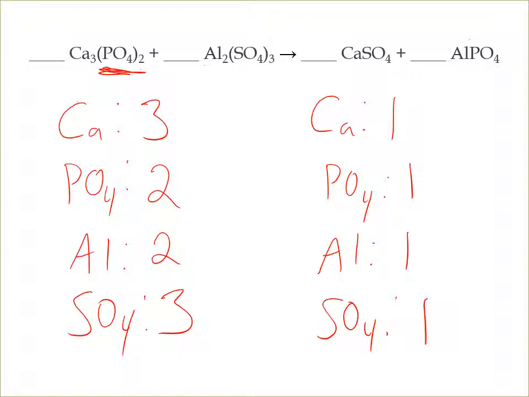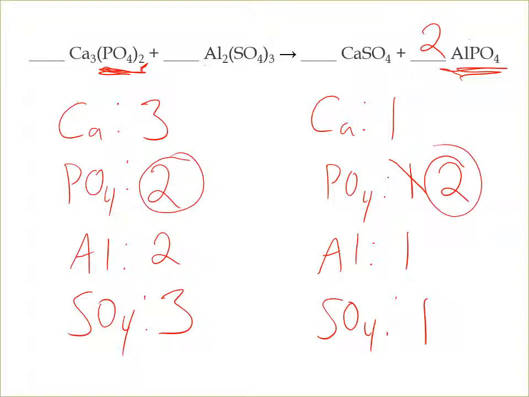So I'm going to go and look at this because it's the 2. I see there's 2 PO4s on the left, only 1 PO4 on the right. I want to balance those. So I'm going to multiply this molecule to PO4 and over here by 2 to make those numbers balance. Now I know I've got 2 PO4s on the right to match my 2 PO4s on the left. That's taken care of. But when I put the 2 there, I also multiplied the aluminums by 2.